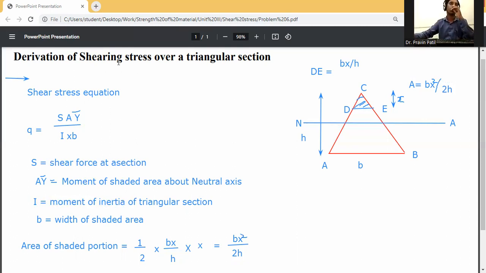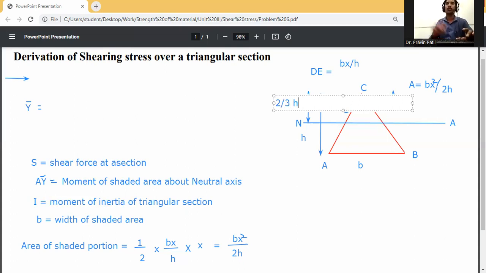So next we calculate y bar. So y bar is equal to the CG of shaded portion from neutral axis. So actually, first of all, this distance is 2/3 of h.